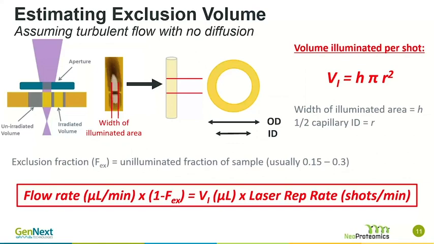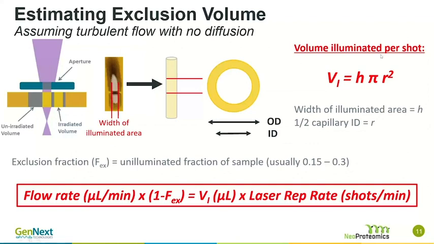So how do we determine what our exclusion volume should be? To determine what our exclusion volume should be, we measure the width of the illuminated area of our capillary, and we use that to determine the volume illuminated per shot. The best way to think about it is you're measuring the volume of a cylinder. The height of the cylinder is the width of our illuminated area here, so the width of capillary that we're illuminating. And then the radius of our cylinder is 1/2 the inner diameter of your capillary. So you have illuminated volume is height times pi times r squared. That gives you the volume that you're illuminating with each laser shot.